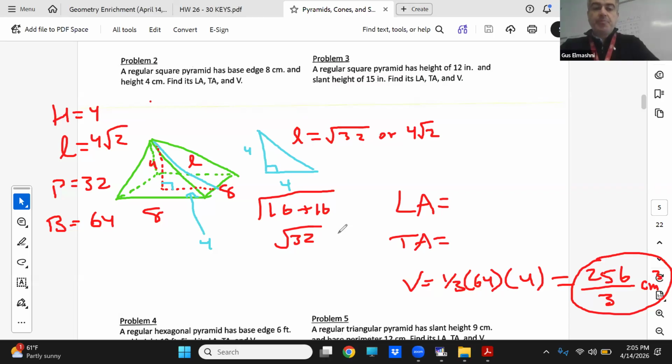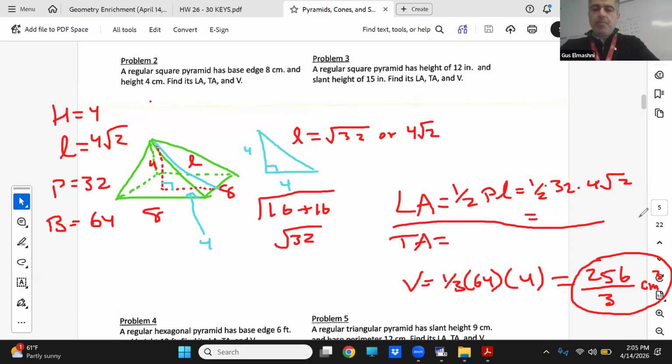Lateral area is 1/2 PL. So 1/2 times the perimeter times the L, which is 4 root 2. So that winds up becoming 64 root 2. And you could use a calculator, of course. That's square centimeters. The total area is LA plus the B.